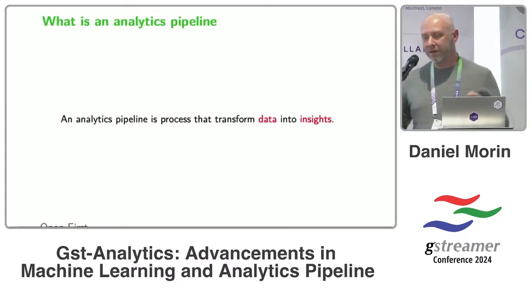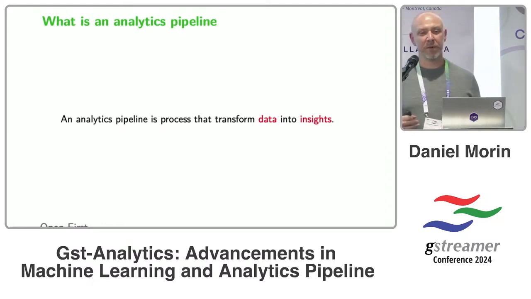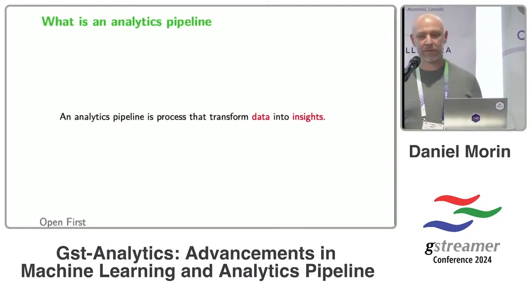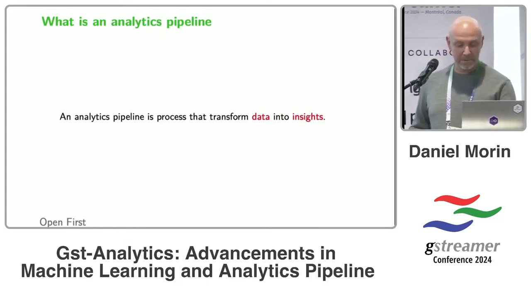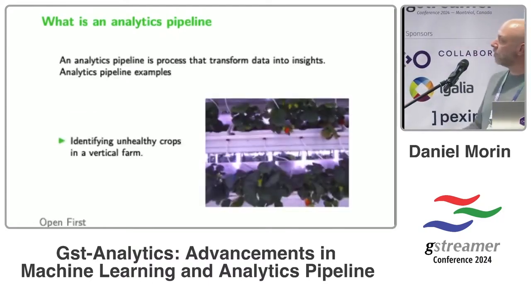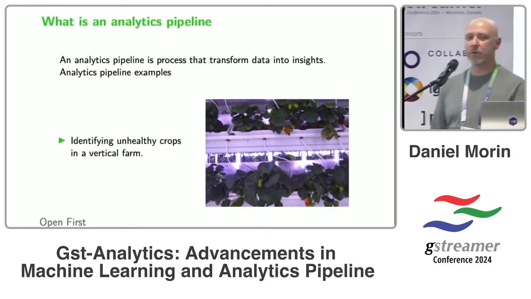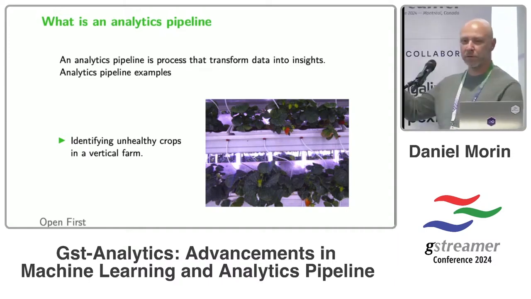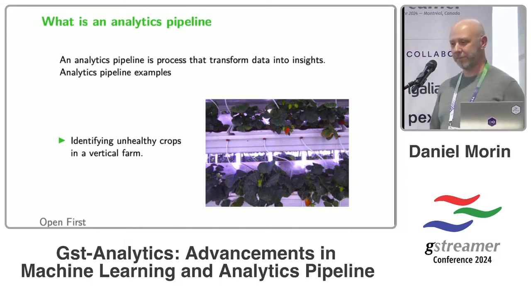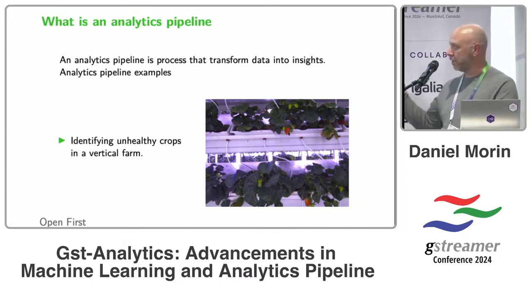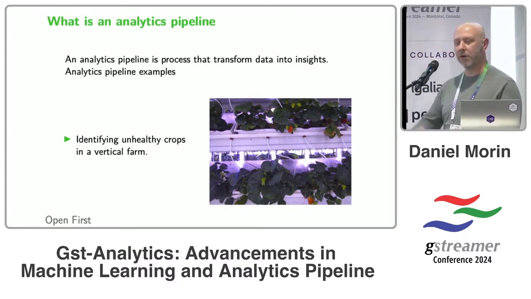So basically, from a very high level, an analytics pipeline is something that gets data and extracts insight from it. Here is an example taken from the agri-tech world, where you have crops growing in a vertical farm, and you would like to find unhealthy specimens, and then you can have cameras that are monitoring all the environments to find the unhealthy ones.